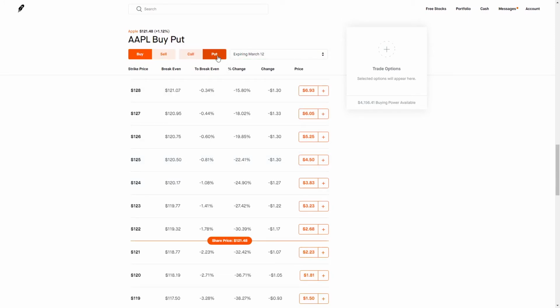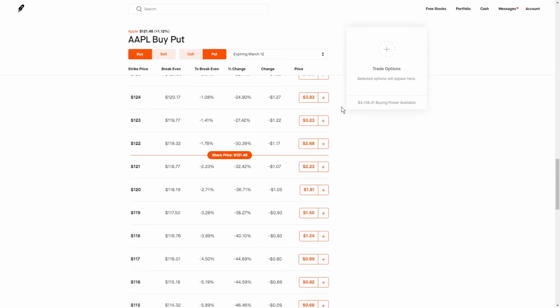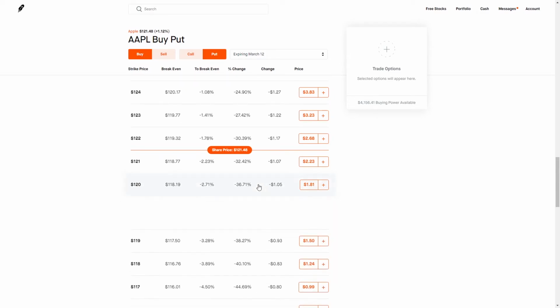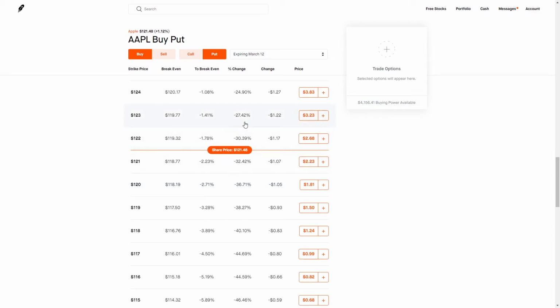And a put is the right to sell 100 shares by a certain expiration. Same deal. Let's choose another strike price, 120. For buying this contract, we will have to pay a $181 premium. So puts are the opposite. You make money when the stock goes down, and with calls, you make money when the stock goes up.